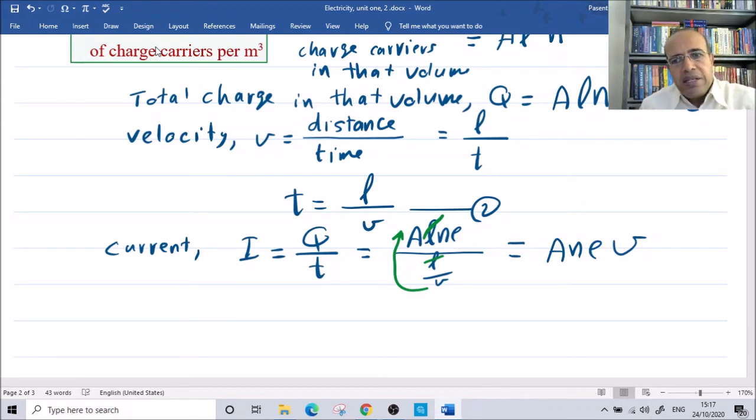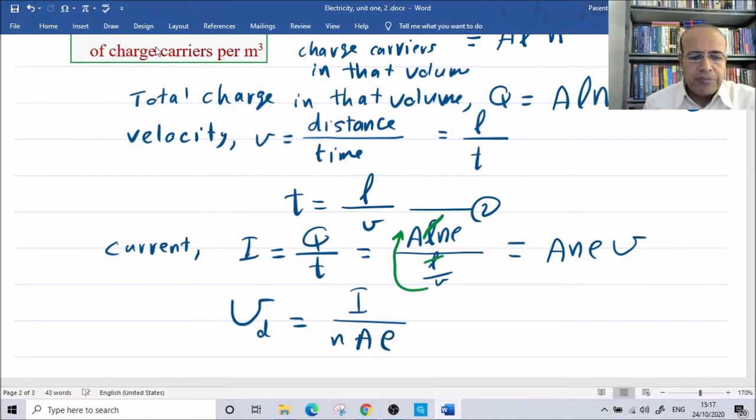I equals ANEV. From this, we can rearrange it to get the drift velocity. So, the drift velocity equals I over NAE. If the conductor is uniform, the cross-section area is constant.